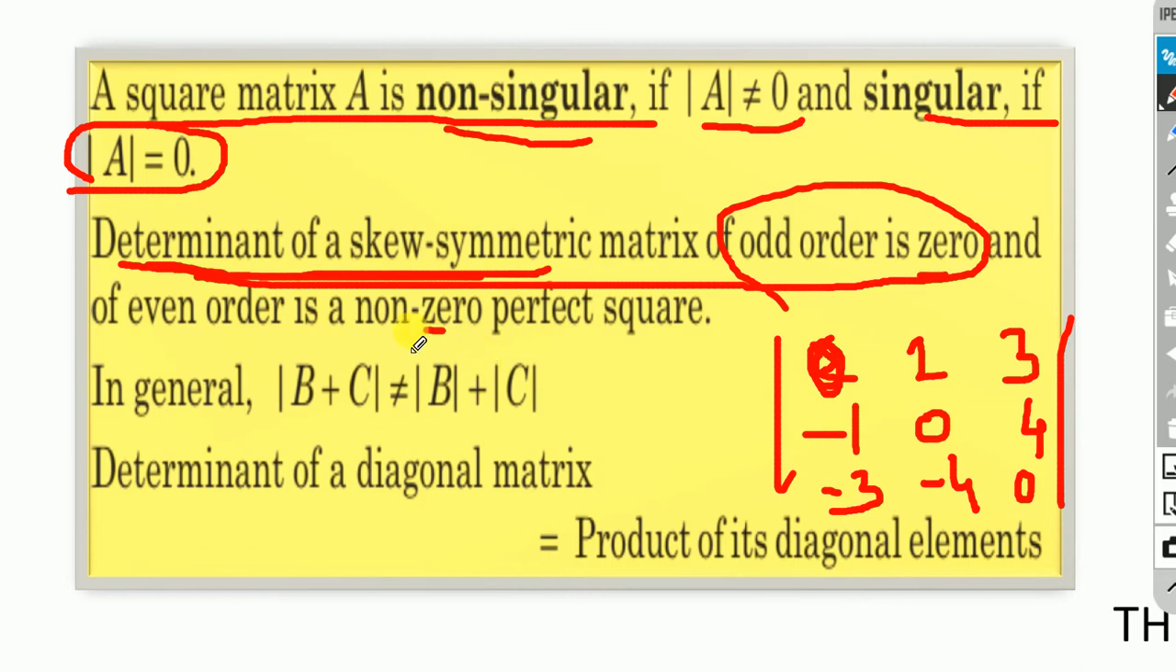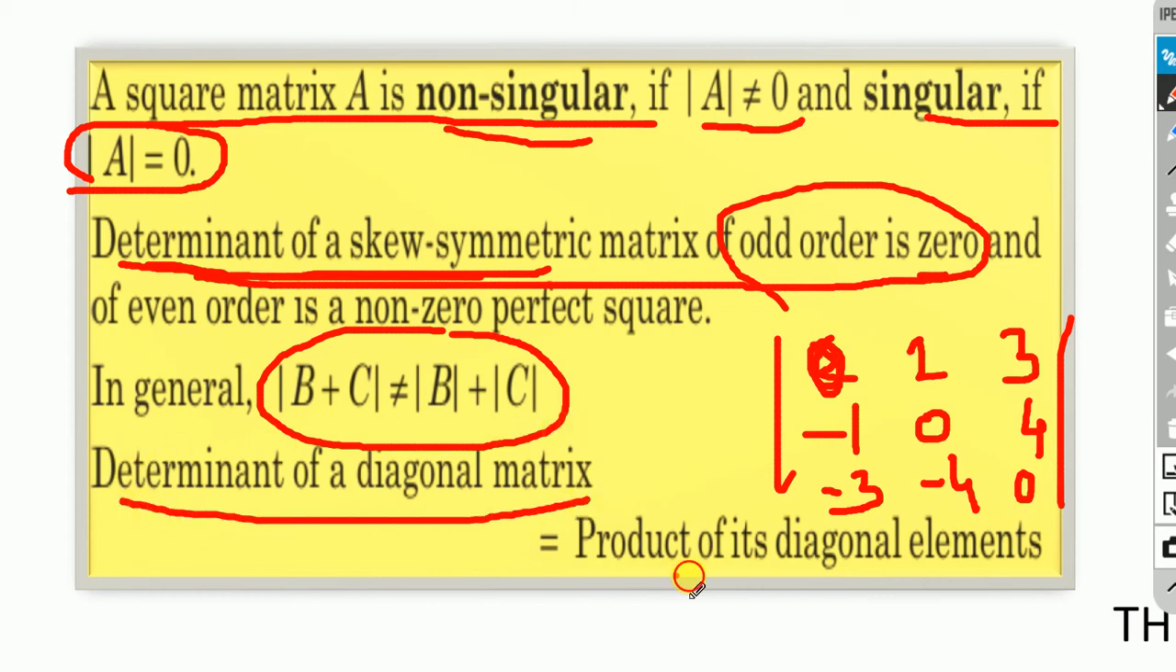So without expansion we can say that the value of this determinant is 0. In general, determinant of B plus C is not equal to determinant of B plus determinant of C, but of course determinant of BC is equal to determinant of B into determinant of C. Determinant of a diagonal matrix is equal to the product of its diagonal elements.